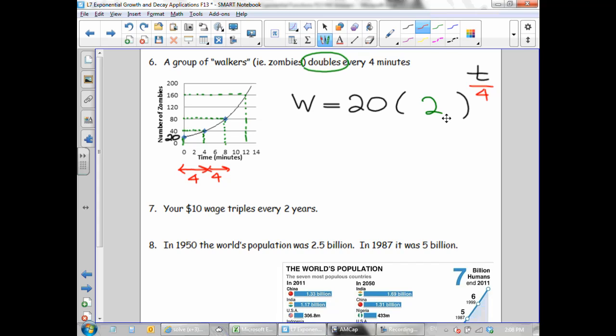Same as this one if you had wage. So we'll go W for wage. It's $10 to start. It's going to triple. So the tripling is the multiplication factor we need. We know we need a t. But how often does it take to triple? It takes 2 years. So t over 2. Okay.